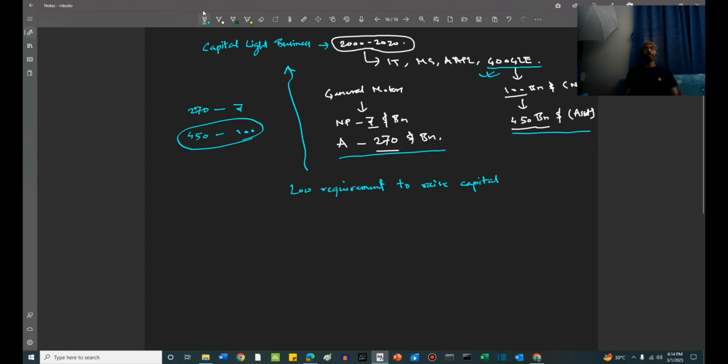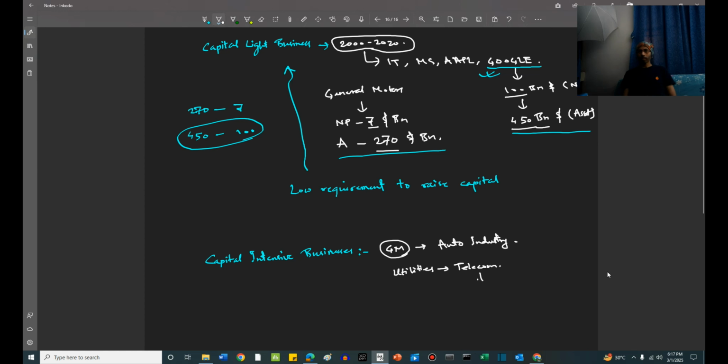On the other end of the spectrum, there are capital intensive businesses. I already took the example of General Motors. General Motors is an example of a capital intensive business. It is part of the automotive industry. Automotive manufacturers are generally very capital intensive. One more example can be utilities, for example, telecom companies. A prime example of a telecom company would be, friends, AT&T. Now, AT&T generates a net profit of around 10 billion, and it has an asset base of around 390 billion. So again, you can see the similarity with GM, right? GM had a 270 billion asset base and a net profit of 7 billion. Here also the numbers are of almost the same proportions, right? So this is a capital intensive business.